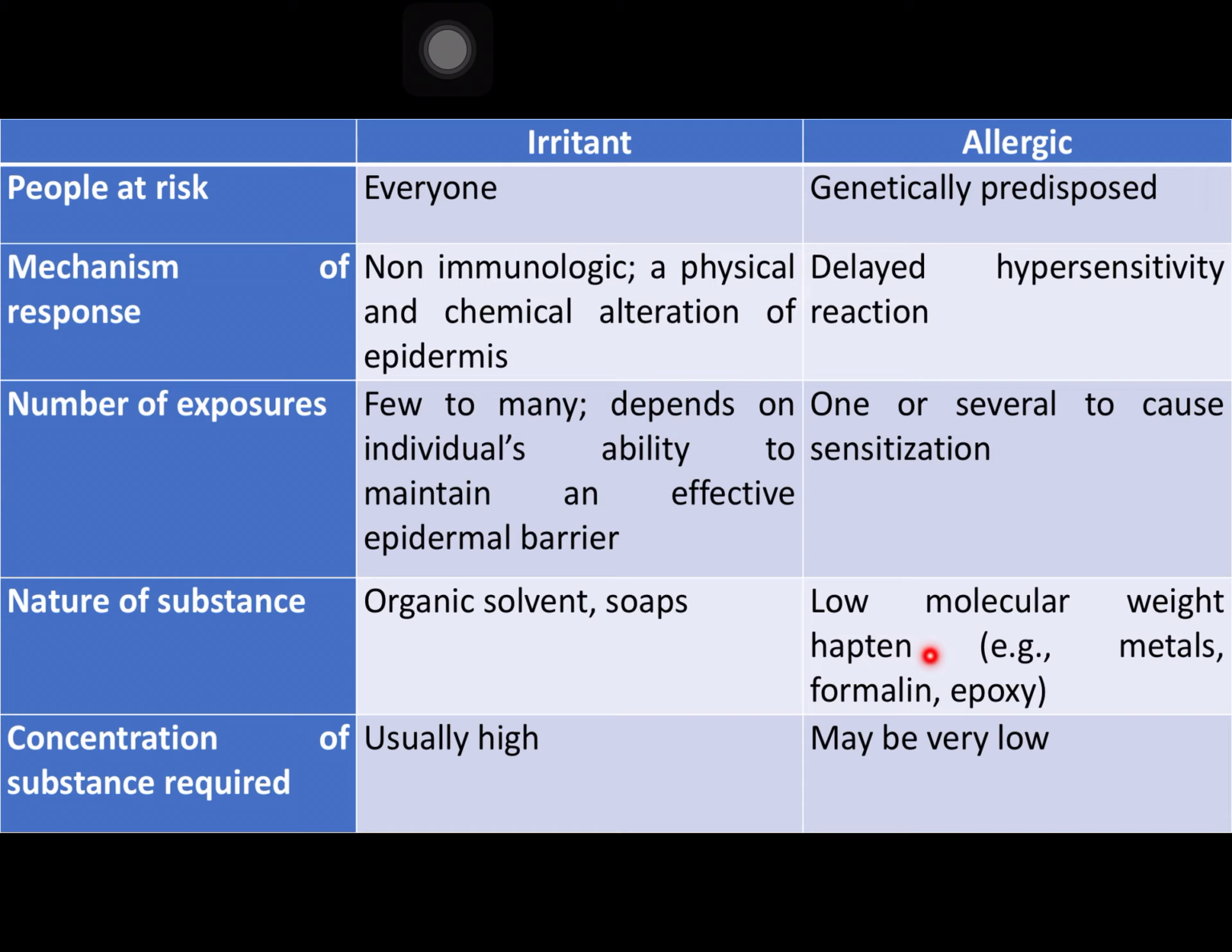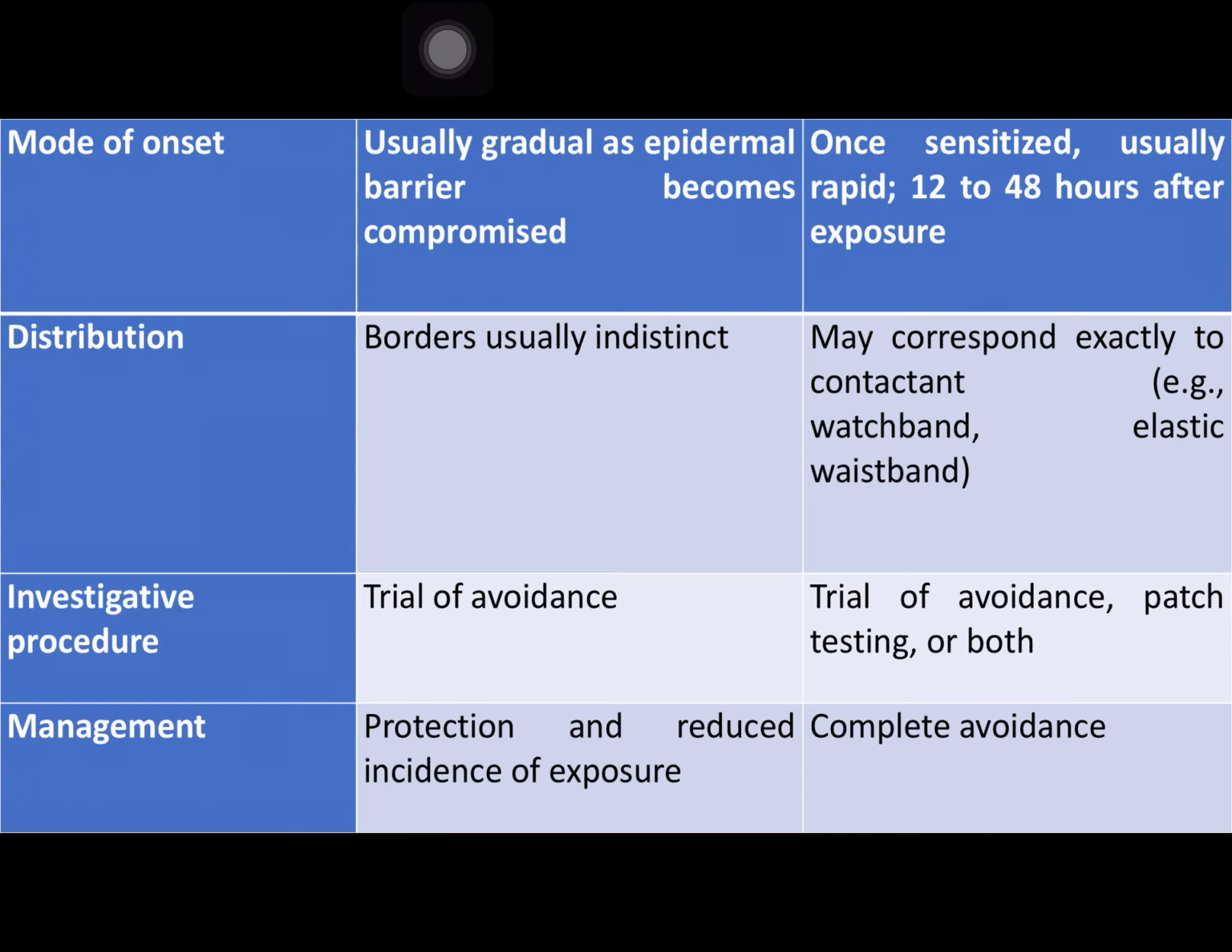Concentration of substance required is usually high to induce irritant contact dermatitis, but in allergic it may be very low, I mean in subsequent exposure. Mode of onset is usually gradual as the epidermal barrier becomes compromised, while in allergic, once the patient is sensitized, the onset is usually 12 to 48 hours after exposure. Distribution: the border is usually well-defined, while in allergic it corresponds exactly to the contactant, for example, watch band, elastic waistband.